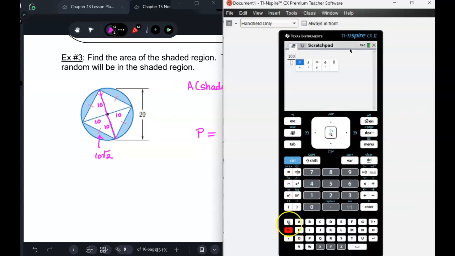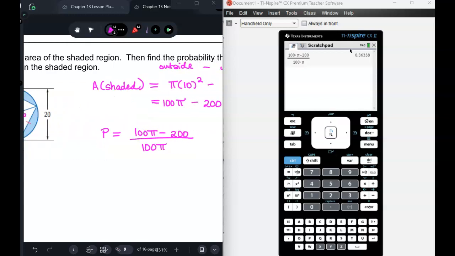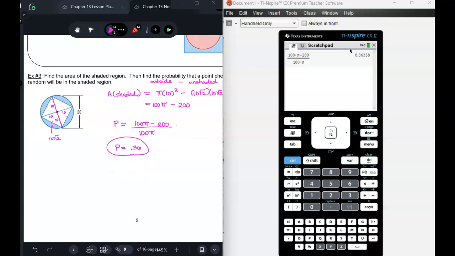Okay, so what do we have? 100 pi minus 200, all divided by 100 pi. Right? Yeah. Why is it divided by 100 pi? What's the outside region? The circle. The circle as a whole is 100 pi. 0.36. Oh yeah. No, probability. So it is a 36% chance. I'm just going to have you leave it to the 100th place.